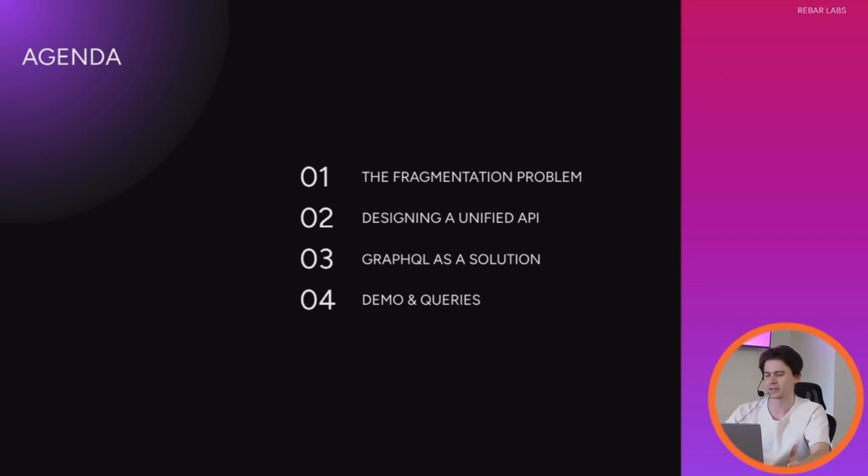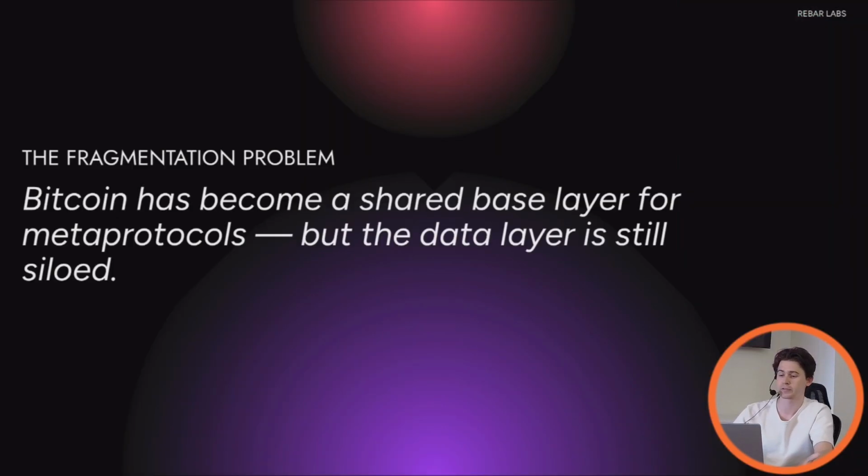In doing that, what we noticed very quickly was all the metaprotocol indexers are completely fragmented. The databases are not shared. It's hard to work with as a developer, working with transactions or building a front end for an app. It's very difficult to interact with the data on different metaprotocols. Bitcoin has become kind of a shared base layer for all of these different metaprotocols to store data on, but the data itself is very siloed.